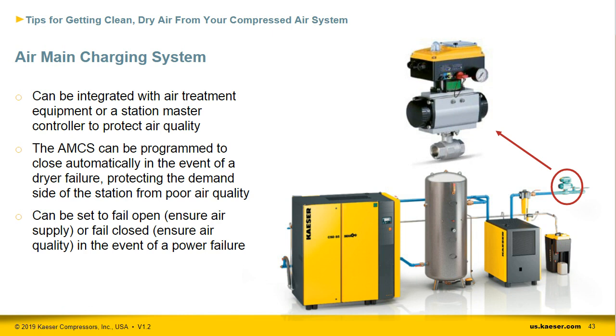In systems where it's more important to guarantee the air supply than guarantee air quality, the AMCS can be configured to fail open if it loses power. And in that configuration, it would still protect air treatment during system pressurization without cutting off air during production.